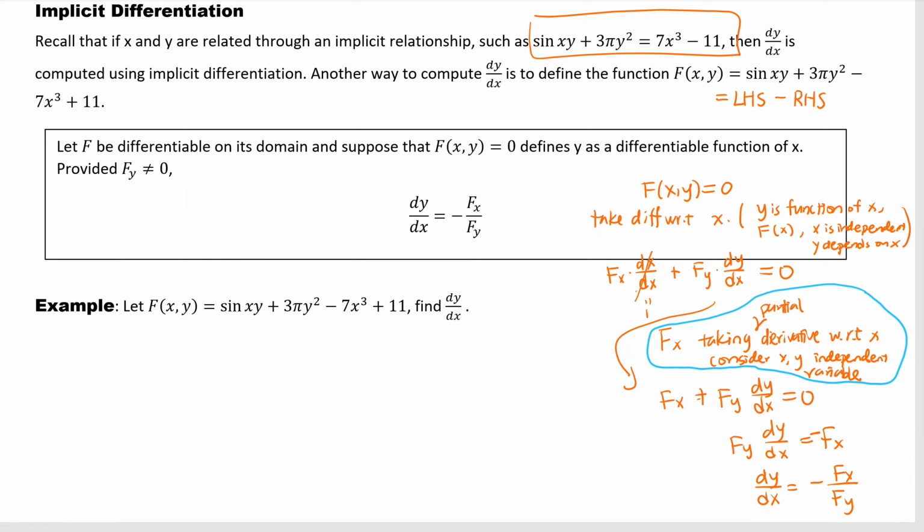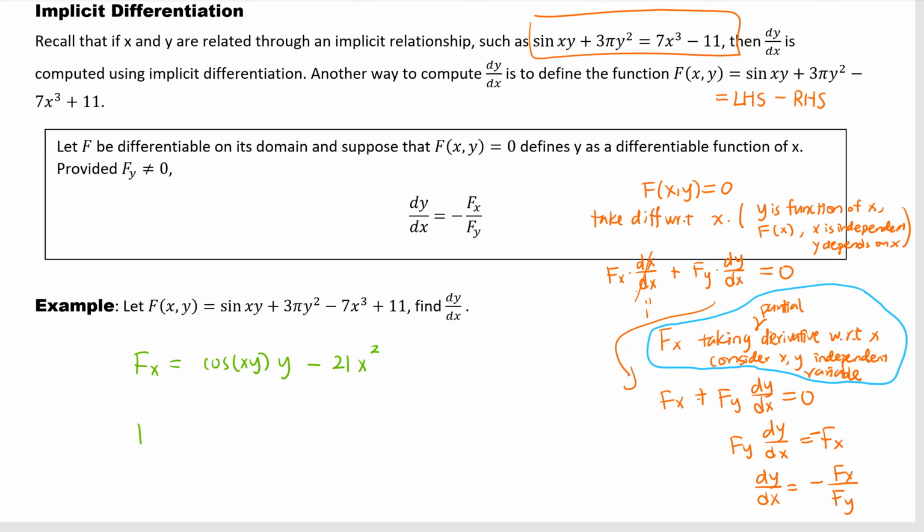So this provides us a different way to solve the problem, instead of the implicit differentiation we learned in Calculus 1. Now we already have f defined. So what is fx? We consider x the variable, so the derivative of sine is cosine, and because of the chain rule, the derivative of xy becomes y. This term has no x, so its derivative is 0. Then 3 times 7 is 21x squared, and the derivative of 11 is 0.